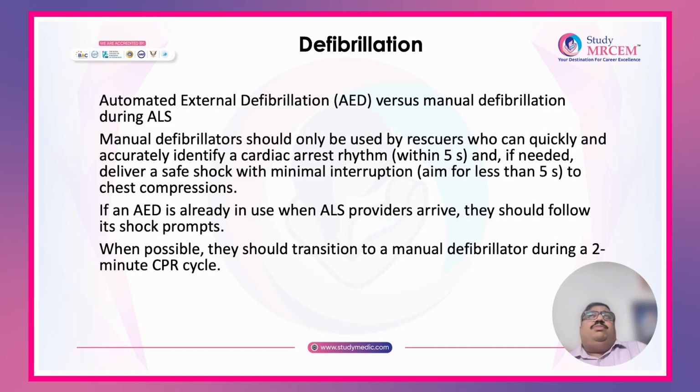So coming to defibrillation. Automated external defibrillation versus manual, that is the challenge. A manual defibrillator should only be used by a rescuer who can quickly and accurately identify a cardiac rhythm within 5 seconds. You should be able to identify, okay, this is a torsade, this is a VF, this is a VT, this is an asystole, this is a PEA. And if needed, deliver a shock with minimal interruption, aiming for less than 5 seconds off chest compression. So that is another key point that you need to remember.